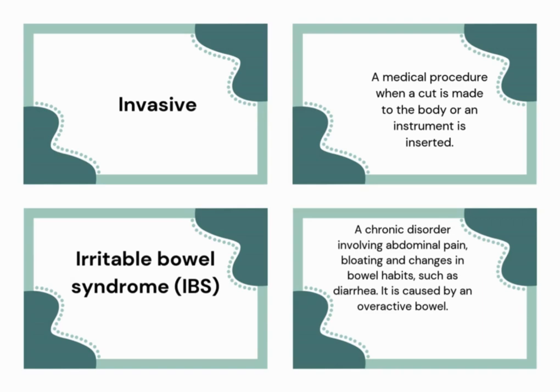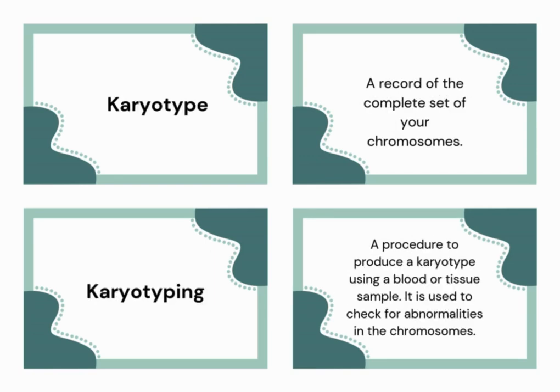Irritable bowel syndrome, IBS, a chronic disorder involving abdominal pain, bloating, and changes in bowel habits, such as diarrhea. It is caused by an overactive bowel. Karyotype, a record of the complete set of your chromosomes. Karyotyping, a procedure to produce a karyotype using a blood or tissue sample. It is used to check for abnormalities in the chromosomes.